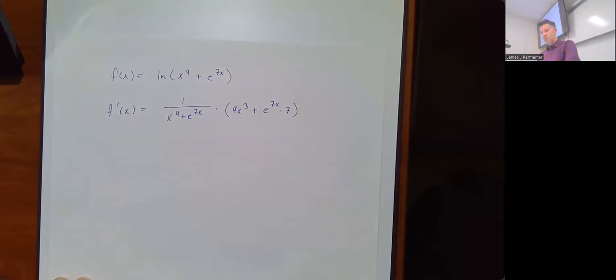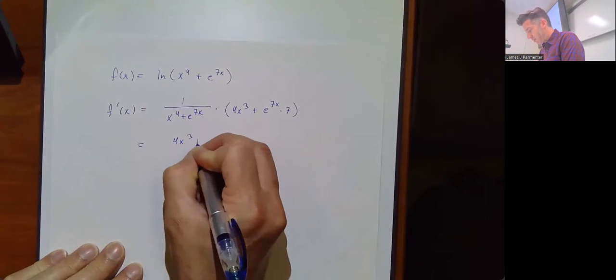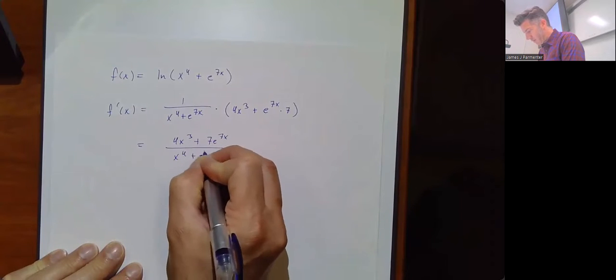And then you could write it on top. I don't think we need to. Right, but if you prefer, people really do prefer 4x cubed plus 7e to the 7x over x to the 4th plus e to the 7x.